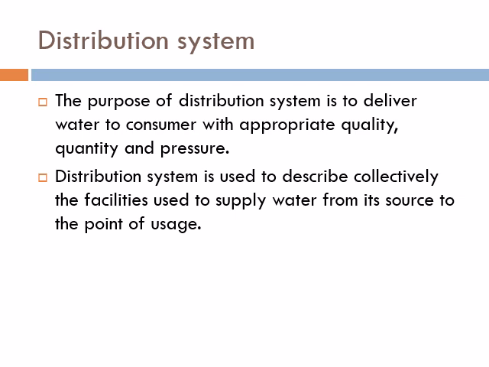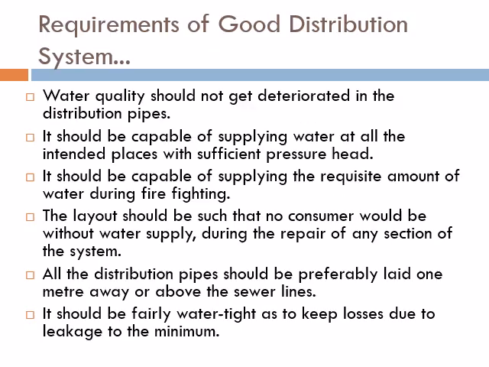First is about the distribution system. The main purpose of the distribution system is to deliver water to the consumers, that is, from the source of the water to the consumers with the appropriate quality, quantity and also the pressure. It is used to describe collectively the facilities used to supply water from its source to the point of usage, that is, the consumers.